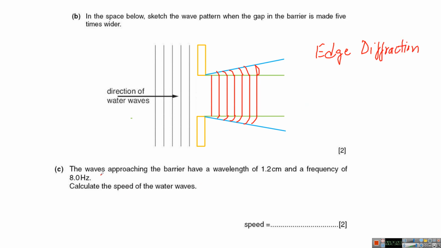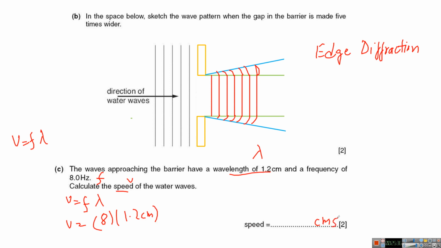Now also the wave approaches the barrier with a wavelength and a frequency which is now f. Calculate the speed. We do know v is equal to f lambda, so do show it in your working. So v is equal to f lambda, the frequency is 8, the wavelength is 1.2 centimeter. So just multiply this and give the answer in centimeter per seconds.